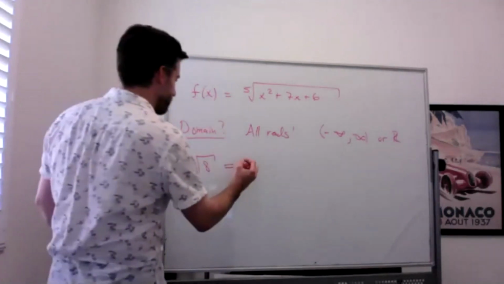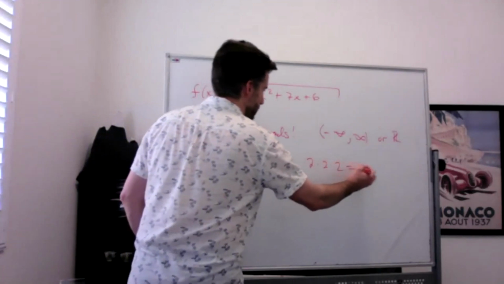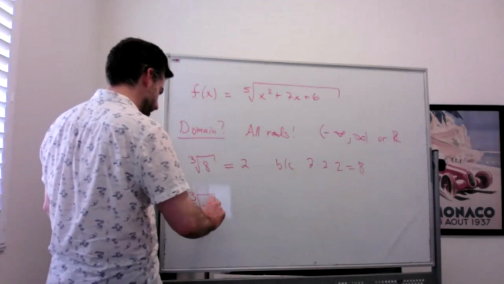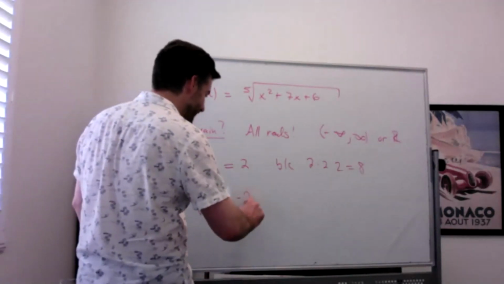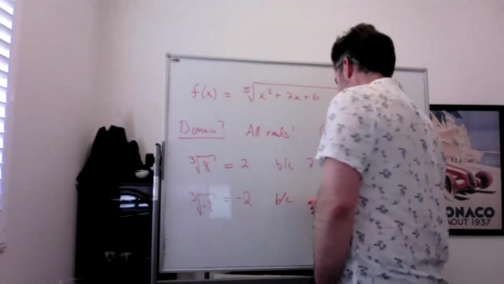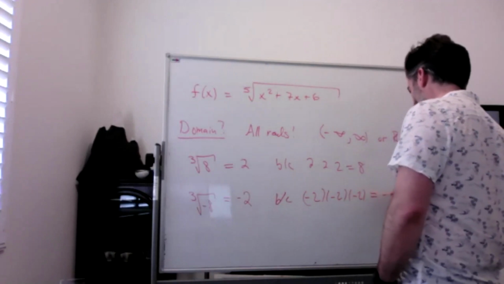Yes, the cube root of 8 is 2 because 2 times 2 times 2 is 8. All right, well, what's the cube root of -8? Well, it's -2 because -2 times -2 times -2 is -8.